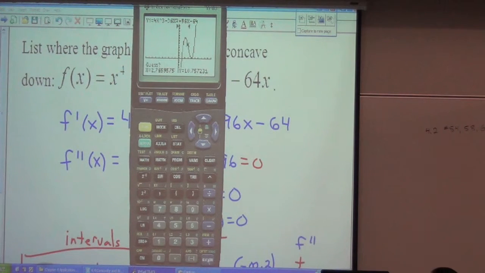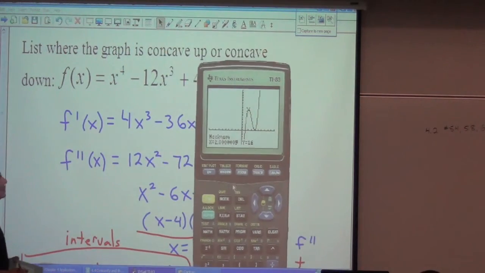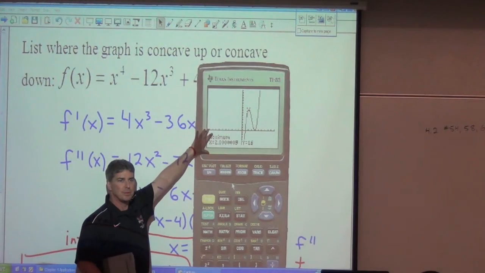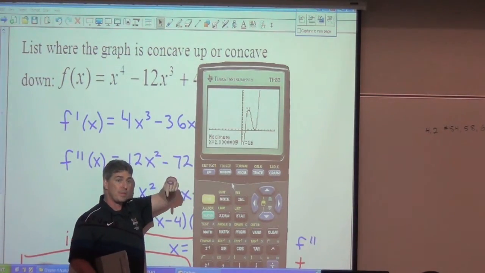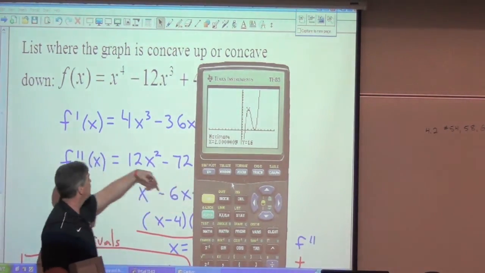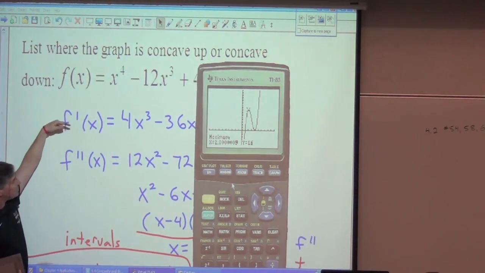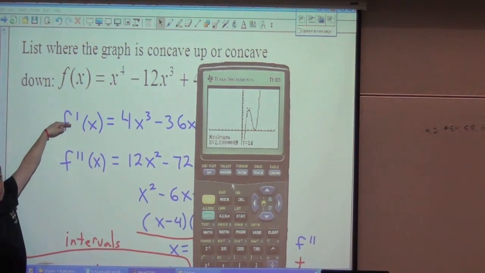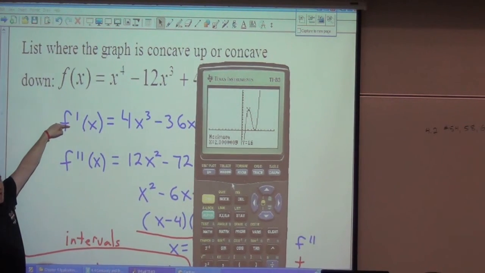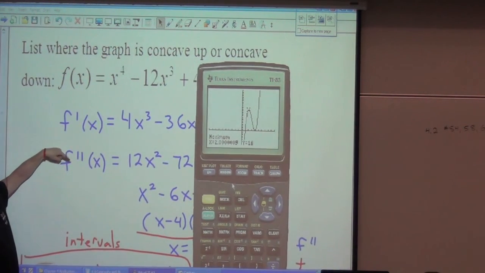Anybody got an idea what they think the x is going to be at that highest point? 2? Terry, how did you know it was going to be 2? Oh, but you guys, think about this. How do you find maximums and minimums? It's where the derivative is 0 or undefined, right? So, if the second derivative is the derivative of the first derivative, wherever the first derivative has a maximum or minimum, the second derivative is 0.